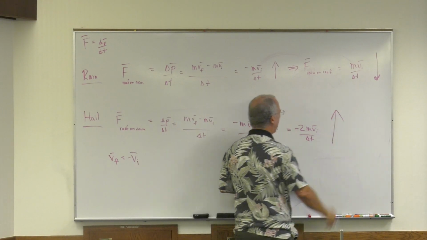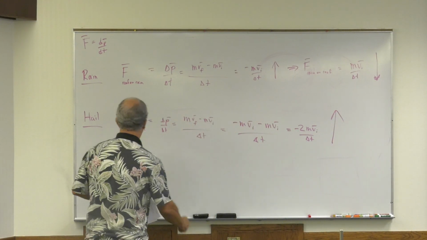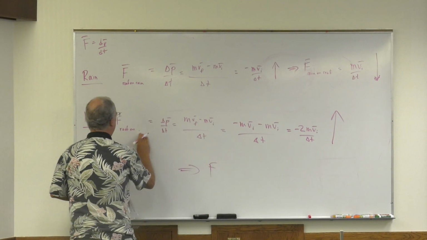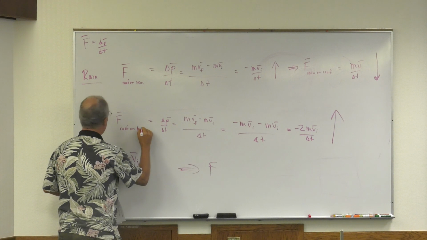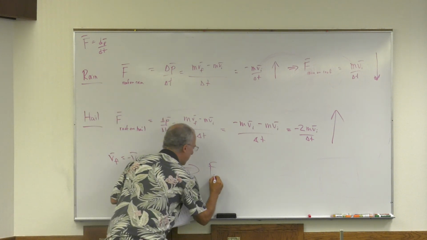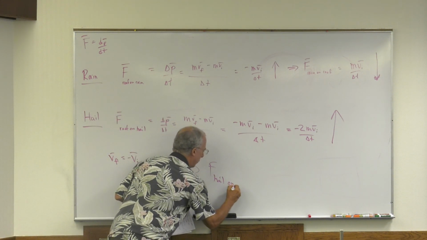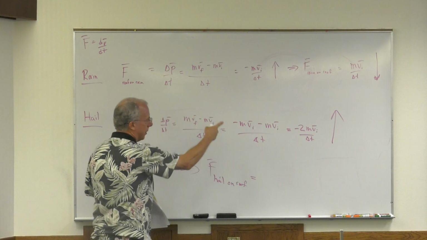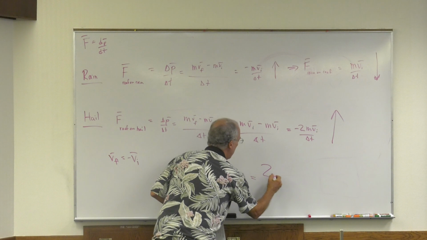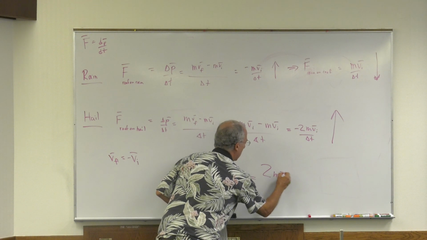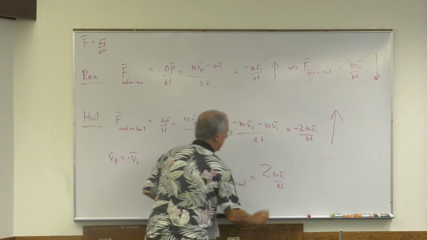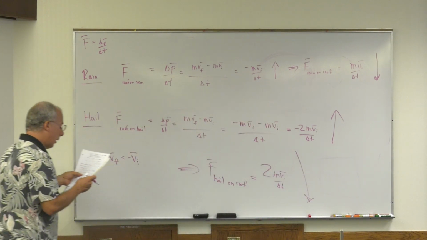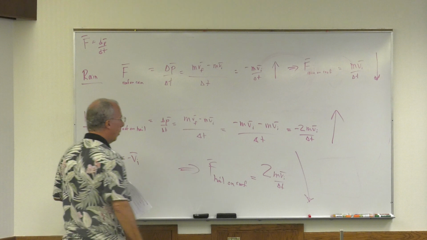No kidding, right? All right, so now what we care about though is the force of the, oh, I shouldn't say rain, it's hail. So the force that the hail exerts on the roof is opposite of that. It's 2 mV initial over delta T, which is down. So what do you notice? What's the only difference?